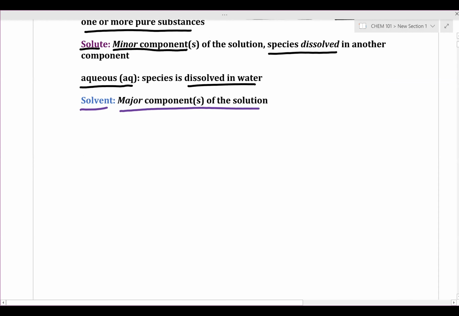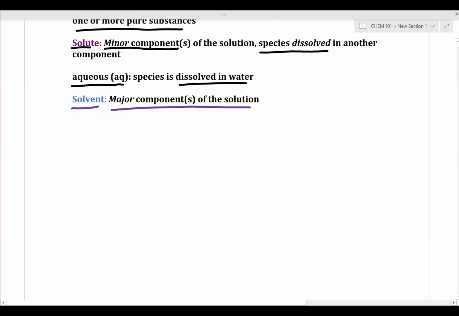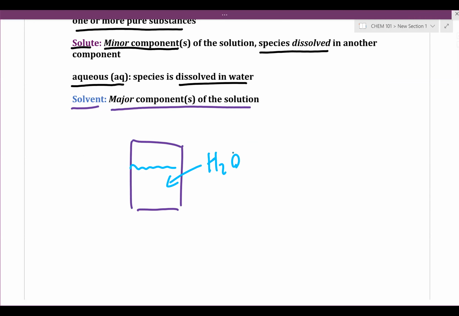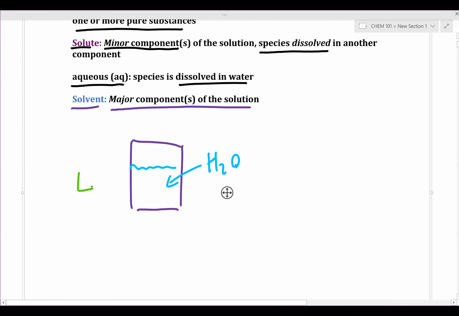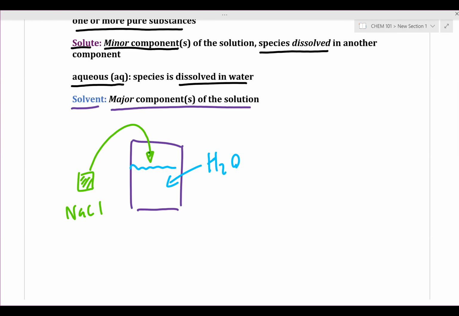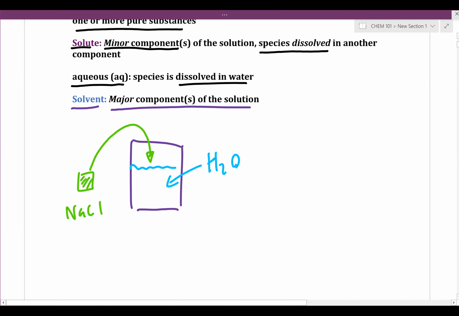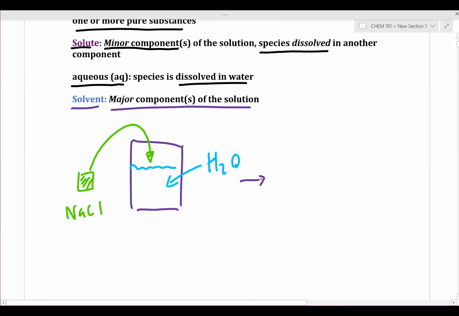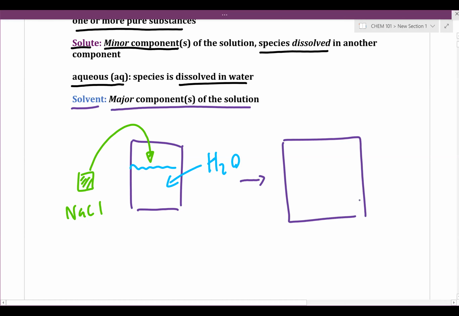So to draw a picture, suppose we have a beaker and we fill it with some water. We then have a chunk of sodium chloride and we attempt to add the sodium chloride to our water. We attempt to dissolve the sodium chloride in water. You can even think of it like sugar, where you can stir sugar into water. In the end, after we've mixed these two species together, we end up with a nice, clear solution.